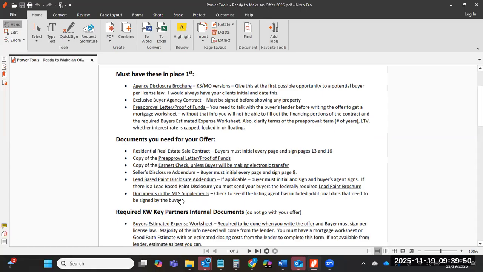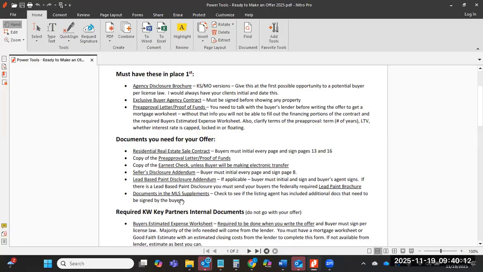The seller's disclosure addendum that you've already discussed with the buyer, but you're also going to be applying the buyer's initials on every page of that and their signature on page 8. So you have to have that. We will talk about, when we get to the contract, what happens if there's not one. Really, really, really though, ask for one.